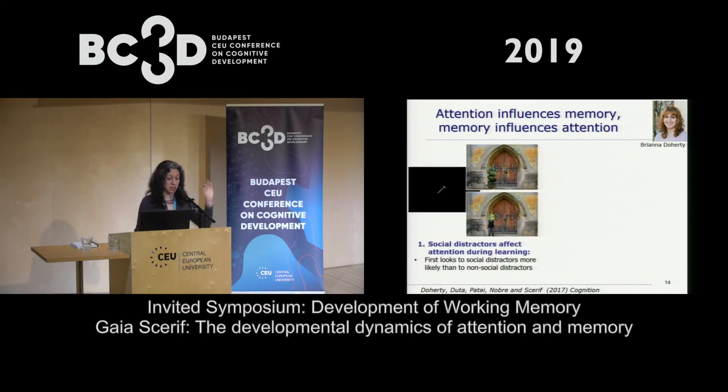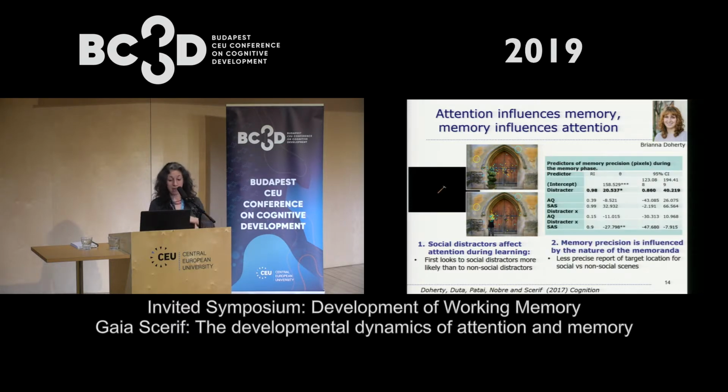But what she found in adults initially was that the nature of the scene, so the nature of what had been encoded, even though social distractors, social items were not relevant per se, they didn't really index where the target item that was entirely non-social would appear, that social distractors affected first looks during learning, and that memory precision was influenced also by the nature of the scenes. So for social scenes, memory precision was lower.